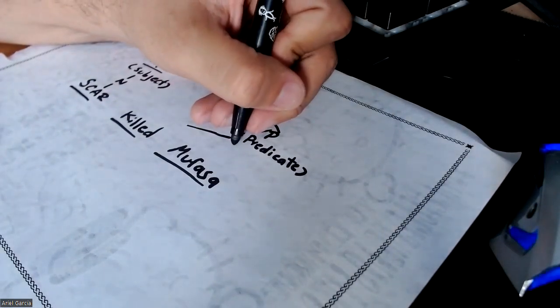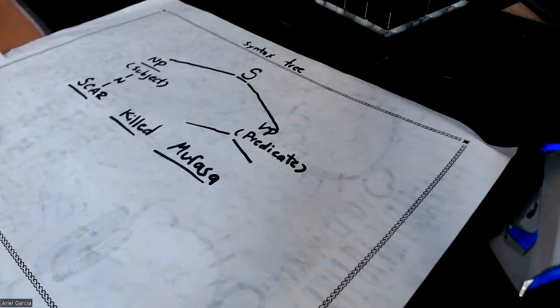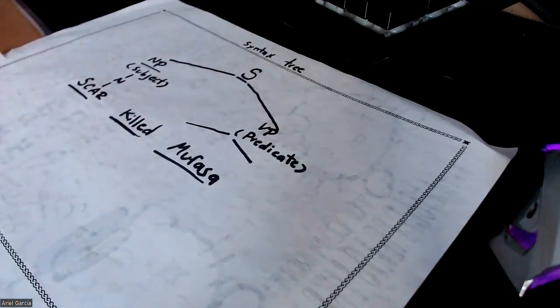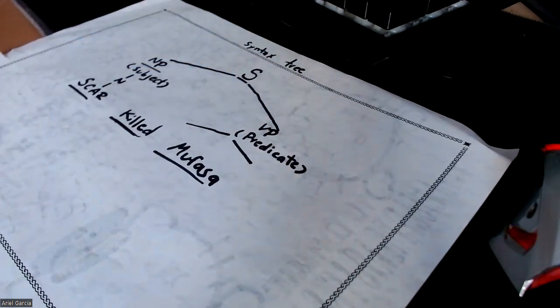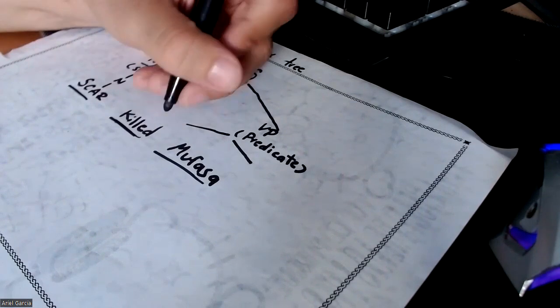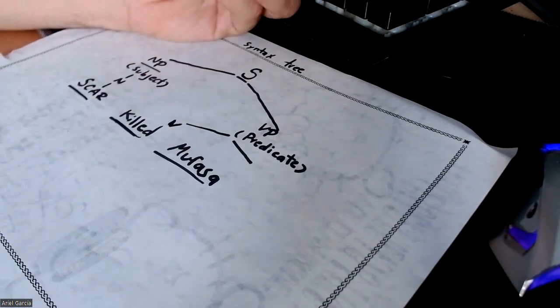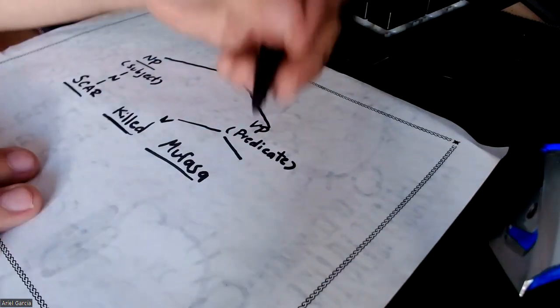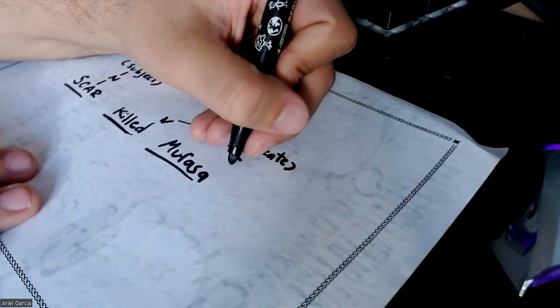So right here, we are going to be separating because we have two different parts of the speech. Here we have "killed." This is part of the predicate, which is everything that is happening around the noun phrase, around the subject. So "killed" is going to be the verb, right? And "Mufasa," also part of the predicate, is going to be another noun.